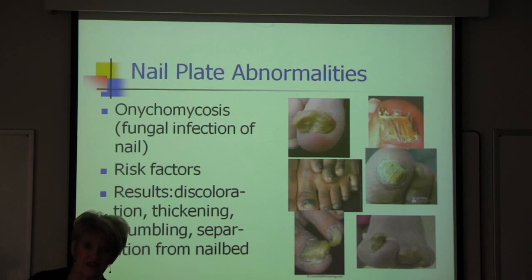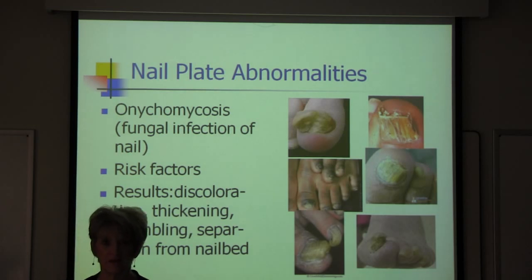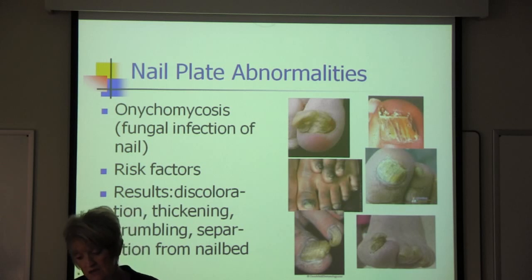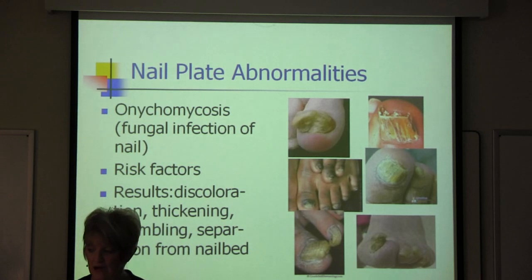Onychomycosis is probably the most important term. Tinea pedis, onychomycosis. Tinea pedis, fungal infection of the skin. Onychomycosis, fungal infection of the nail. So onycho means nail. Mycosis, as you know, means fungus. So when you see onychomycosis, it's a fungal infection of the nails. Some patients, as we've already said, are higher risk than others. Certainly your diabetics are higher risk. Elderly seem to be higher risk.